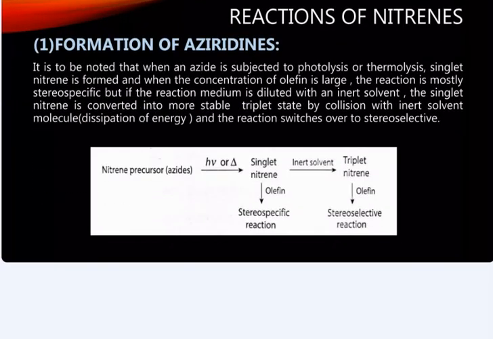Now formation of aziridine. It is to be noted that when an azide is subjected to photolysis or thermolysis, singlet nitrene is formed, and when the concentration of olefin is large, the reaction is mostly stereospecific. But if the reaction medium is diluted with an inert solvent, the singlet nitrene is converted into the more stable triplet state by collision with inert solvent molecules, dissipation of energy, and the reaction switches over to stereoselective. You can see the nitrene precursor, singlet nitrene and triplet nitrene.